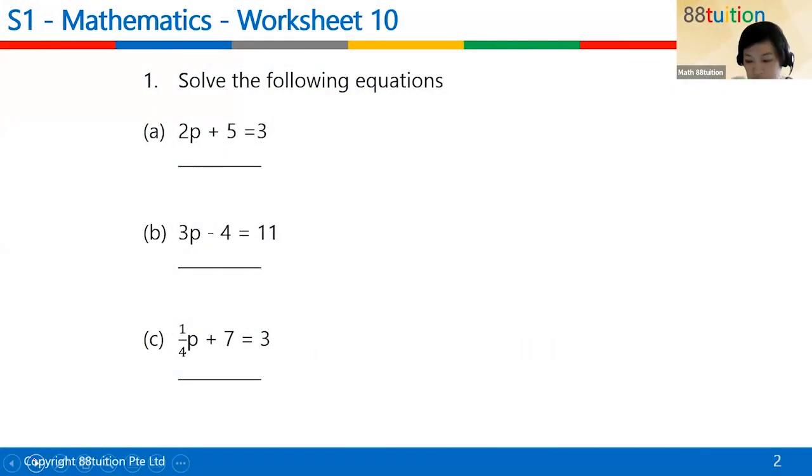Okay, worksheet 10. Hi, welcome. Can you see what I'm writing here? Can you see what I'm writing here? Yeah. Okay, yeah. Okay, means good.